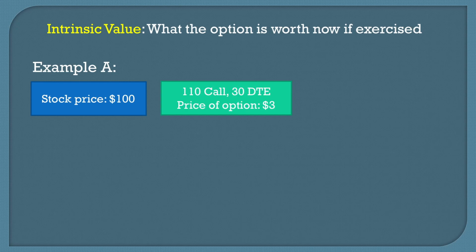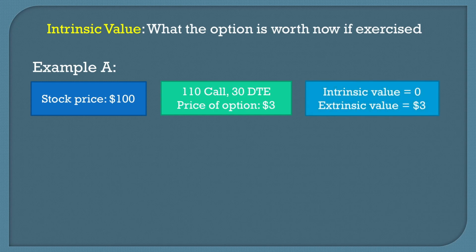The intrinsic value of an option is what the option is worth right now. Since you have a 110 call option and the stock price is $100, this option has no intrinsic value currently because the strike price is higher than the stock price. So the intrinsic value of this option is $0. The price of an option is made up of intrinsic and extrinsic value. If an option has no intrinsic value, it means it only has extrinsic value. So this option that you bought only has extrinsic value, and the extrinsic value is $3.